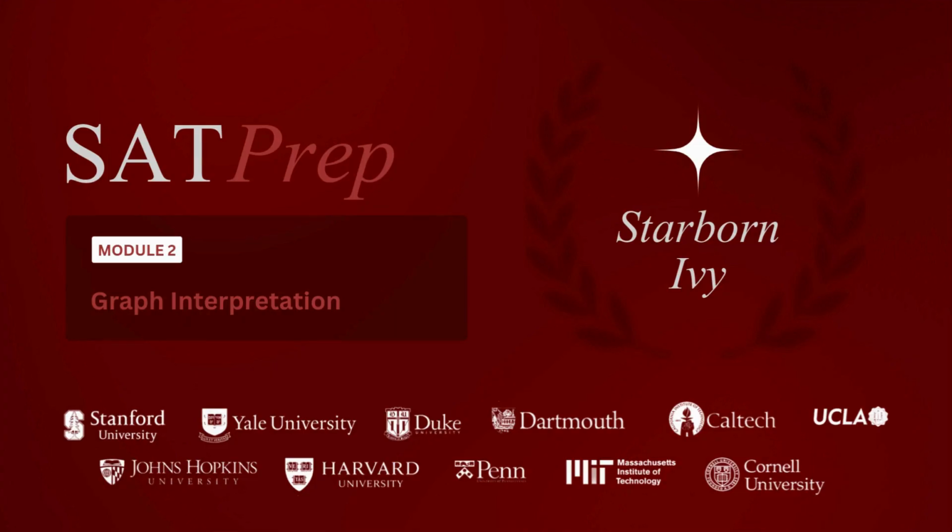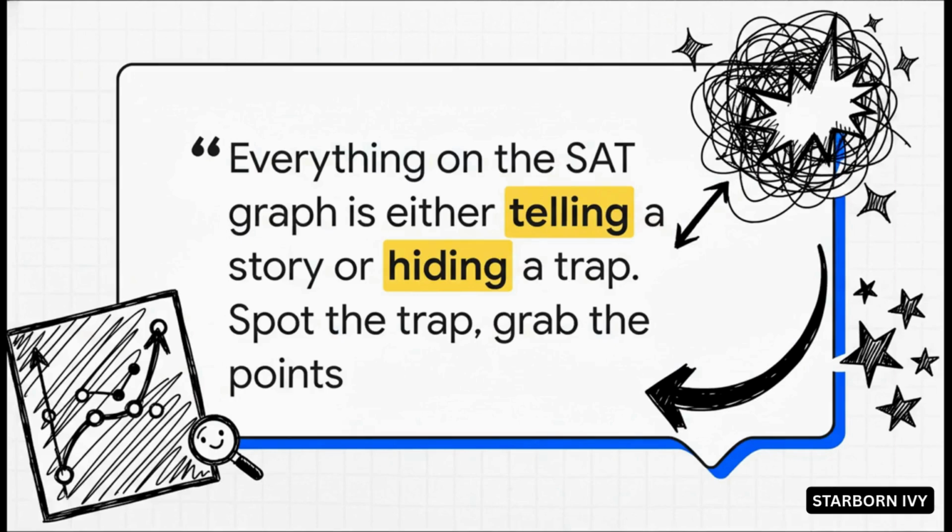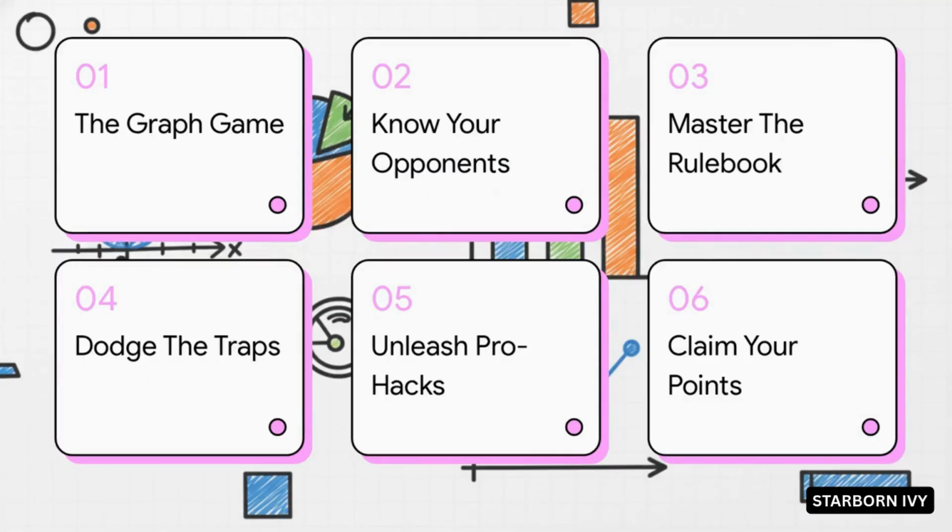Okay, this is the number one rule. You gotta burn this into your brain. Every single line, every bar, every little dot on an SAT graph is there for a reason. Your job is to figure out, is this a clue that's leading me to the right answer, or is it a trap? The second you start thinking like a detective trying to solve a case, trust me, the entire game changes. So, here's our game plan.